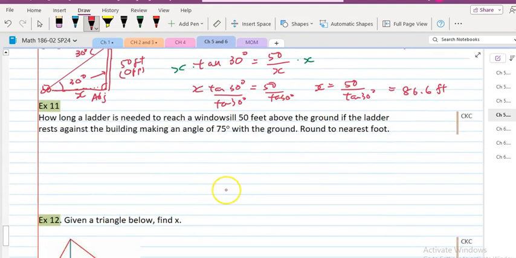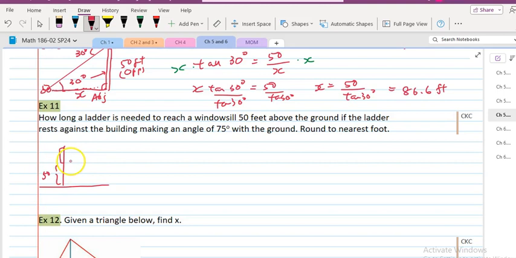Number 11. How long a ladder is needed to reach a windowsill? So there's a windowsill. This is the wall. Windowsill 50 feet. So there is a window here, and it's 50 feet above the ground. Oh, okay, it must be a big building. So this is 50 feet above the ground.